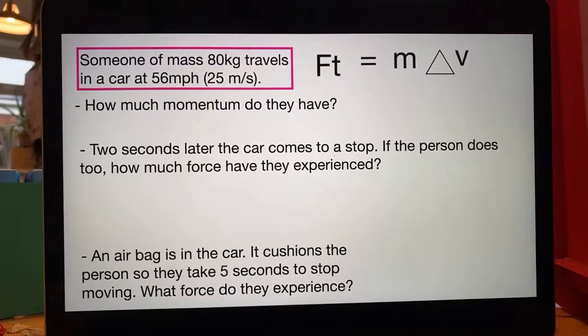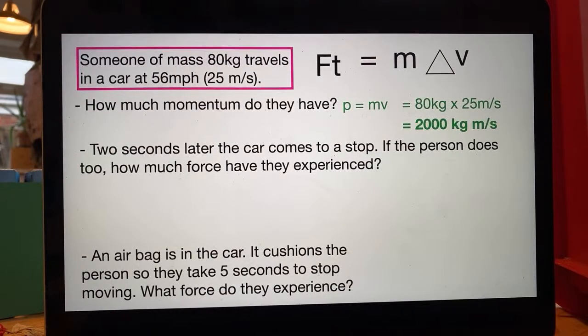How much momentum do they have? Well, it's just 80 kilograms times 25 meters per second, isn't it? Momentum is mass times velocity, which is 80 kilograms times 25 meters per second, which is 2,000 kilogram meters per second.